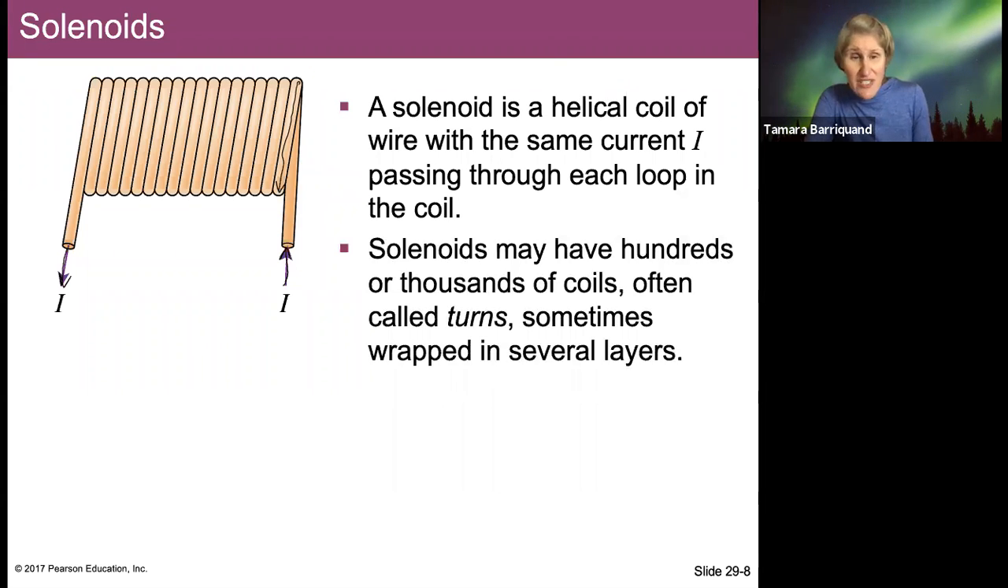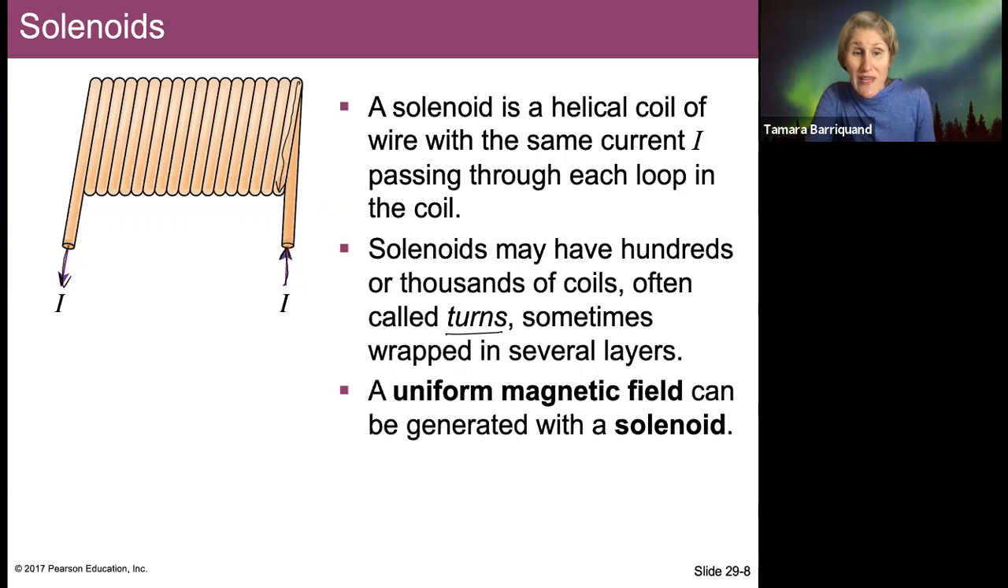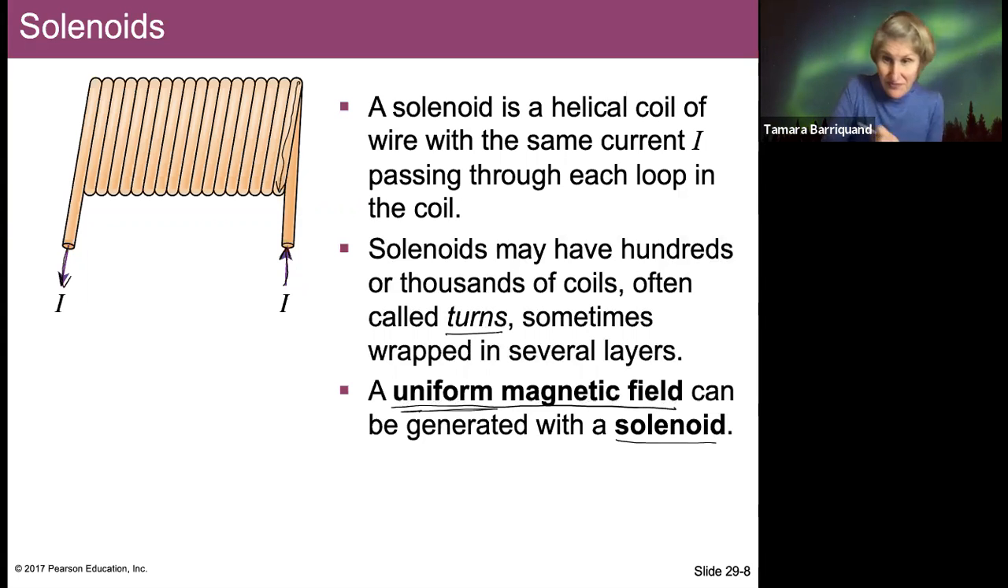Solenoids may have hundreds or thousands of coils. They're often called turns, so it might be written as a turn instead of a coil. And they're sometimes wrapped in several layers as well. The reason that solenoids are so valuable is because we can create a uniform magnetic field with a solenoid. So a solenoid can give us a uniform magnetic field, and that is very valuable. Let's see what that would look like.